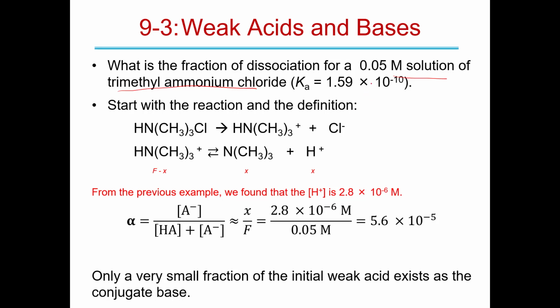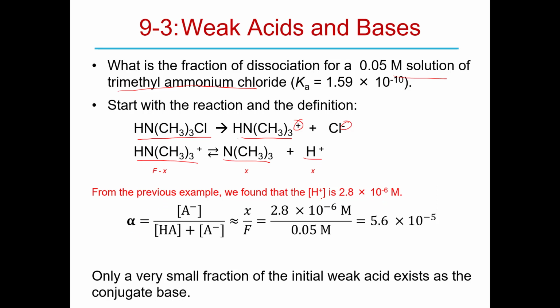So this is the problem that we worked earlier. We've already done this calculation. Just a reminder that our trimethyl ammonium chloride breaks up into trimethyl ammonium cation and the chloride anion. And then this trimethyl ammonium ion acts like a weak acid and breaks up to give you trimethylamine and H+.